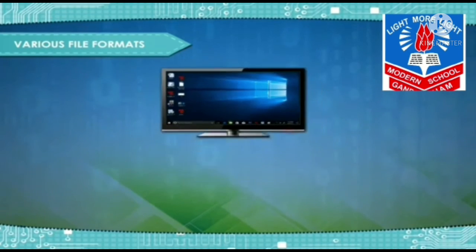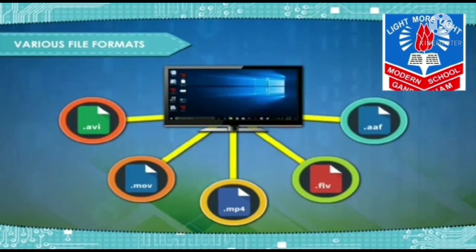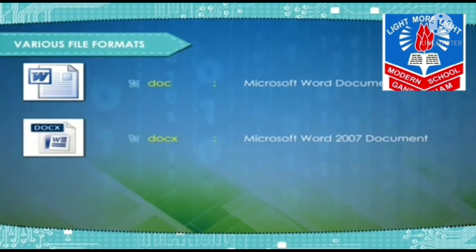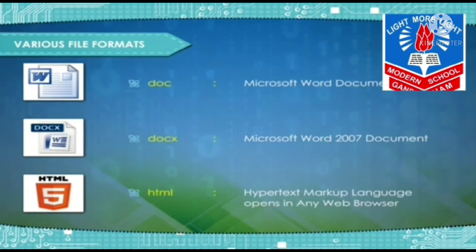A particular file format is often indicated as part of a file name by a file name extension suffix. There are as many different file formats as there are different programs to process the files. A few of the more common file formats are: DOC, Microsoft Word; DOCX, Microsoft Word 2007 document; HTML, hypertext markup language, opens in any web browser.